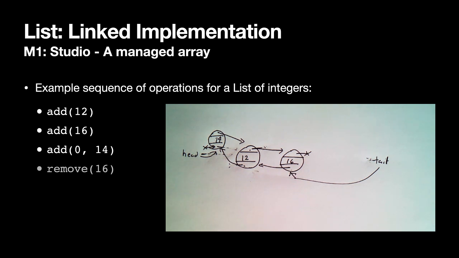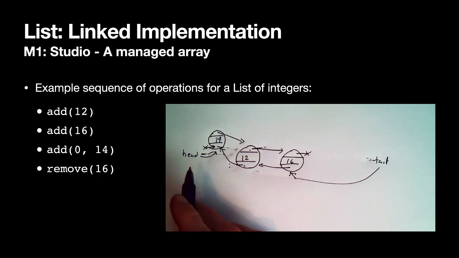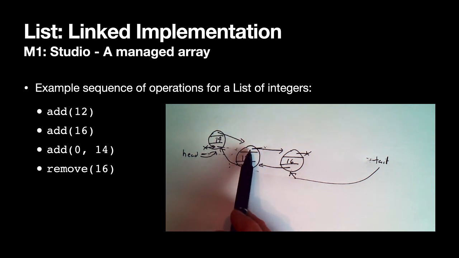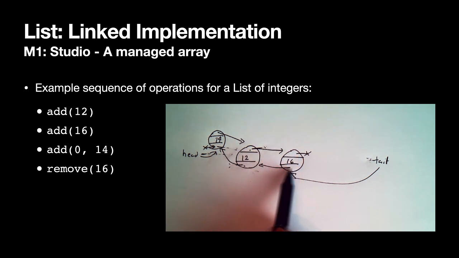Okay, let's move on to our last operation. So we're going to remove the 16 from the list. So we will go through the list. We have to find the 16 first of all. So we'll start at the head and we'll check each node. 14, nope, that's not a 16, so we'll follow its next pointer. That gets us to 12. That's not 16, so we'll follow its next pointer. That gets us to this node, which is 16. So this is the one we want to remove.